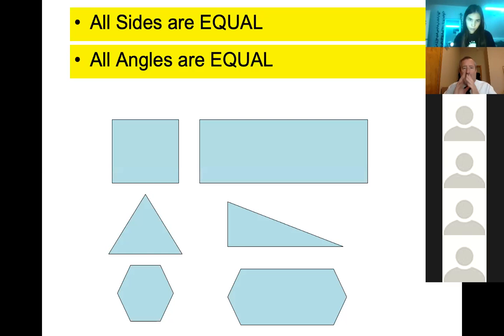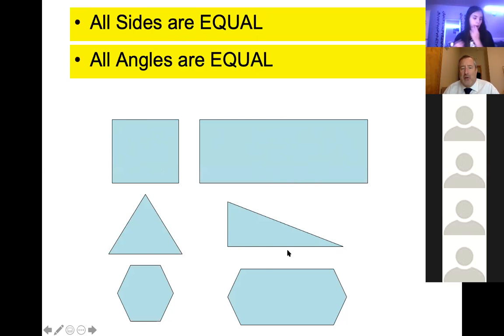Okay. So let's see if we can visually identify which ones are regular. So 2 requirements, all the sides have to be equal. So clearly this one, it looks like a rectangle, is not a regular polygon. But the square, the one to the left of it, is a regular polygon because all the sides appear to be the same and all the angles are 90.